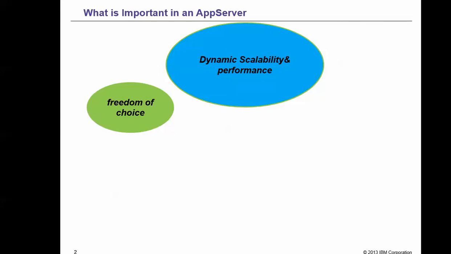Dynamic scalability and performance. Obviously, to have a performant application server is critical. The more performant it is, the more it allows you to run more for less from a hardware perspective. This also allows you to take advantage of more customers that come to your website and therefore be able to address them. So it allows you to scale very well. Scalability is very critical as well. And most importantly is customer satisfaction.